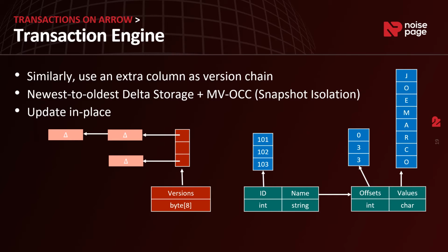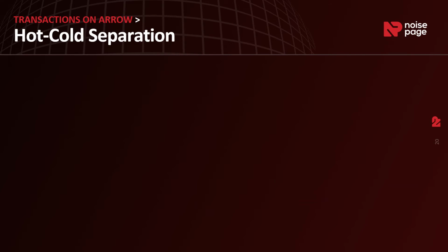For deletes and variable-length updates, this goes to transactional columns, but for fixed length values, we allow transactions to directly update values within the Arrow buffers. Let's see where this gets us.